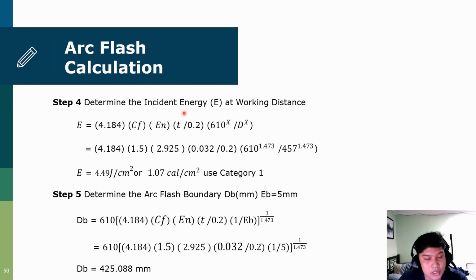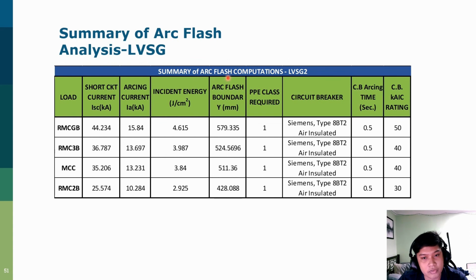In step 4, we determine the incident energy E at working distance. So this is the formula. Substituting the variables again, we got 4.49 joule per square centimeter or 1.07 calorie per square centimeter. In step 5, we determine the arc flash boundary, dB in millimeter. The value of EV is 5 millimeter. So this is the formula again. Now we substitute the variables in said formula. The result of that is 425.088 millimeter.